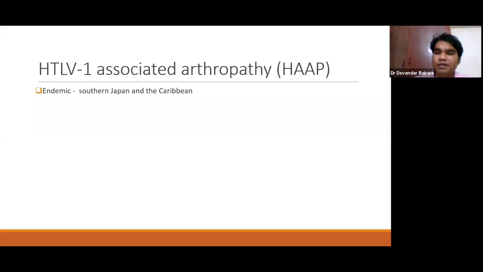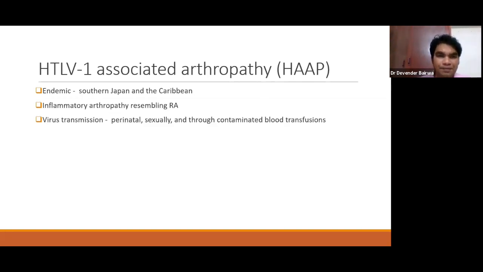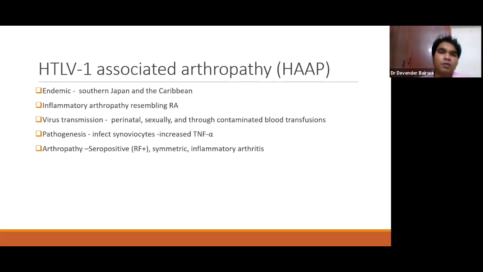HTLV is like a cousin brother of your HIV virus. This disease is endemic in southern Japan and the Caribbean countries. It presents like an inflammatory arthropathy which resembles RA. Viral transmission is like HIV only: perinatal, sexual, or through contaminated blood transfusion. Generally what happens is there is infection of the synoviocytes with HTLV and it leads to increased TNF alpha production. Arthropathy can develop.